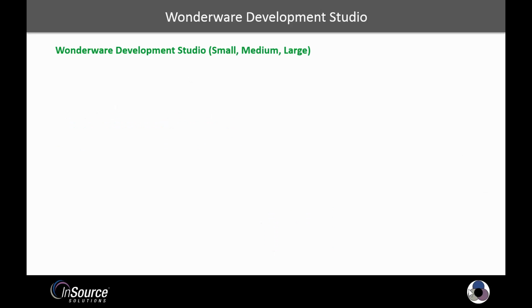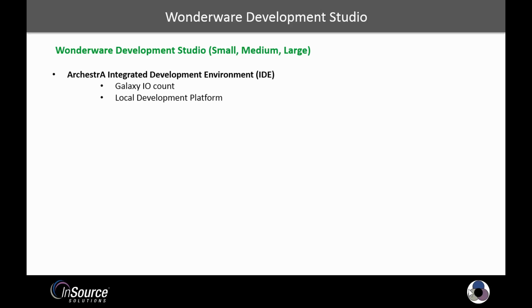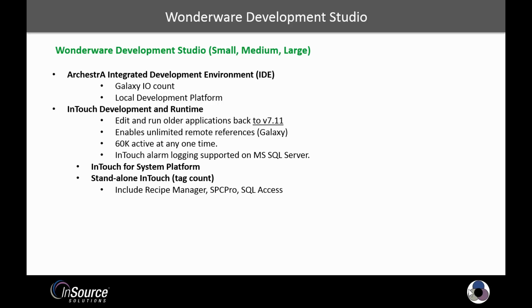So what's included with a Development Studio license? Well, let's see what's included with a small, medium, and large. They will get the integrated development environment for the Galaxy. It comes with 1 platform, as well as an I/O count based on the size. It will also come with the InTouch development environment. This is called Window Maker. If we are migrating an application from an older version to the current version, we need to have a development studio in place to do so.